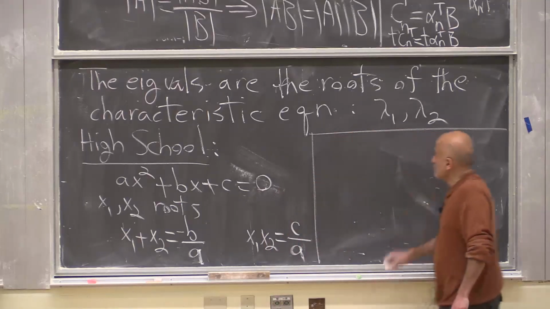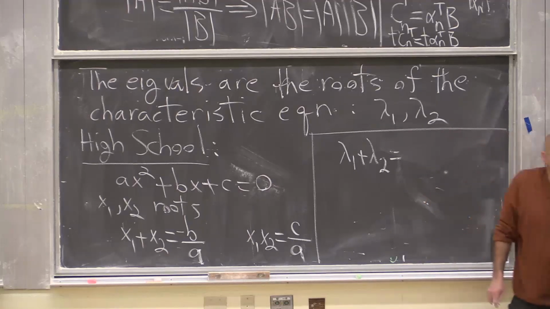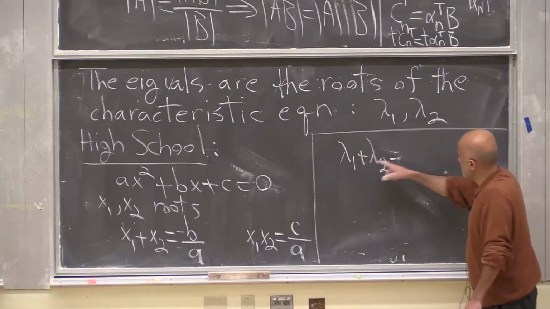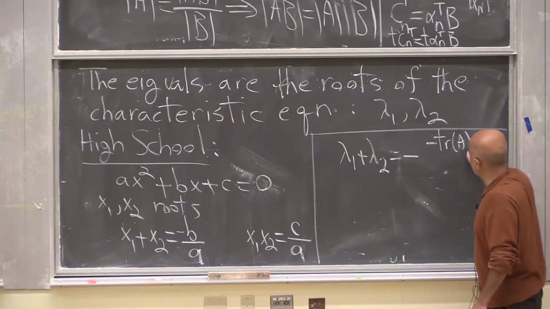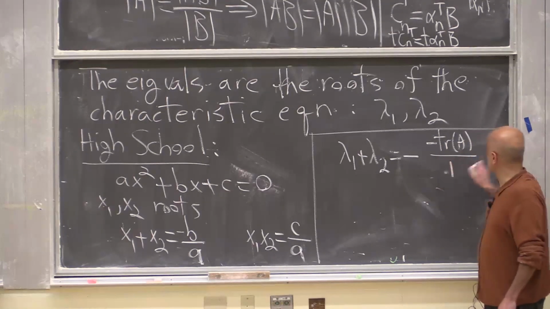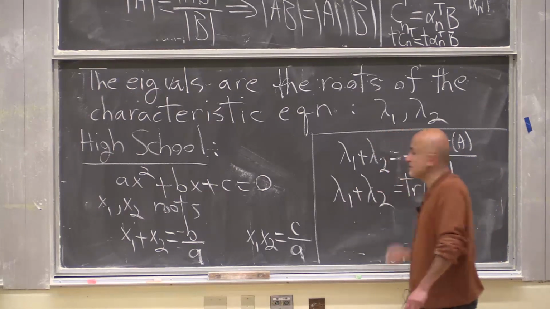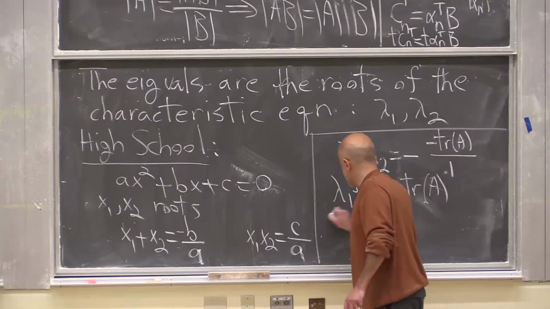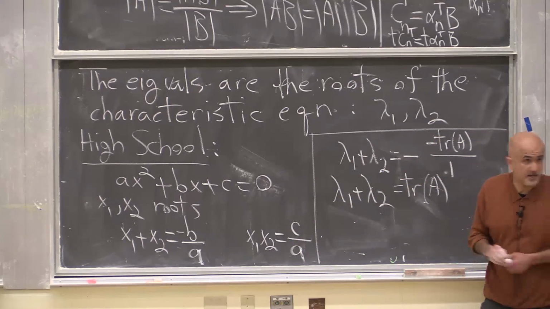So what's the sum of the 2 eigenvalues? What's my b? No, it's the negative of the trace. So the sum of the 2 eigenvalues is the negative of the negative trace of A over 1. So that's the trace of A. The sum of the eigenvalues is the sum of the diagonal entries. This will also be true for the n by n matrix.